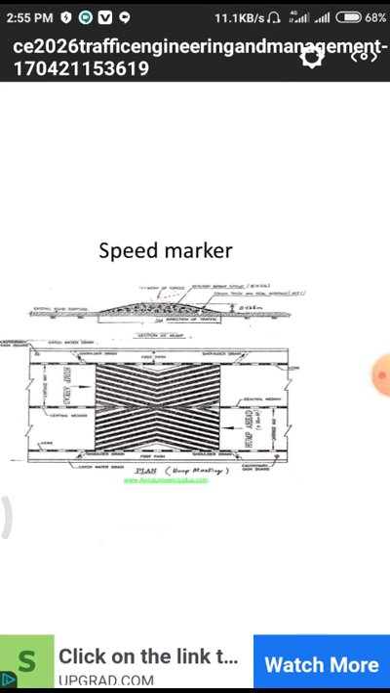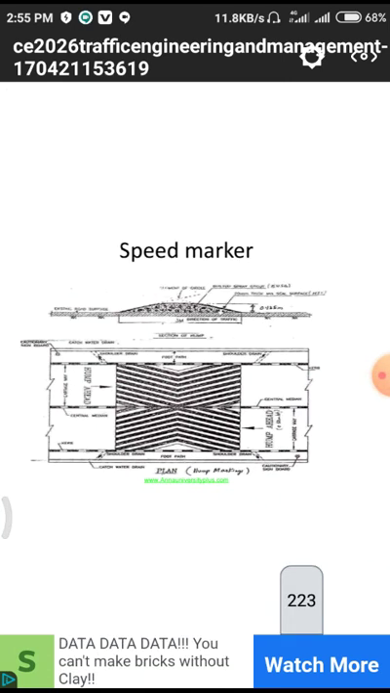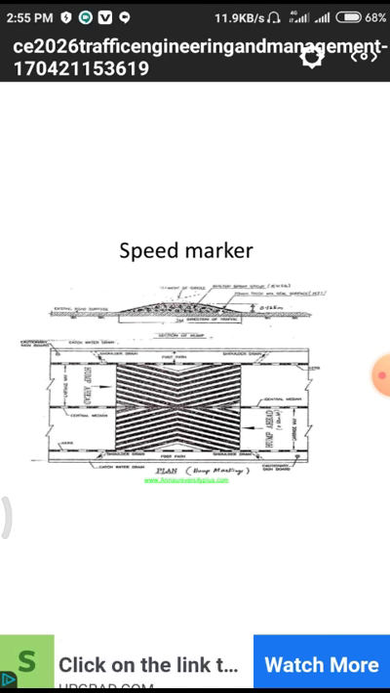That means normally the speed markers are in these particular areas. The speed will have to be restricted to normal speed. Why? Because these speed markers are useful to design a speed breaker. On top of the speed breaker they will give some markings with yellow lines or white lines and these black lines.